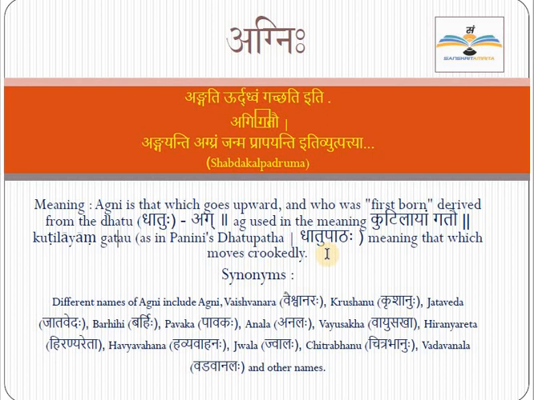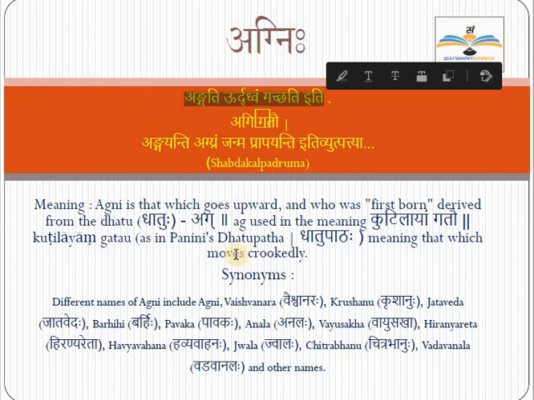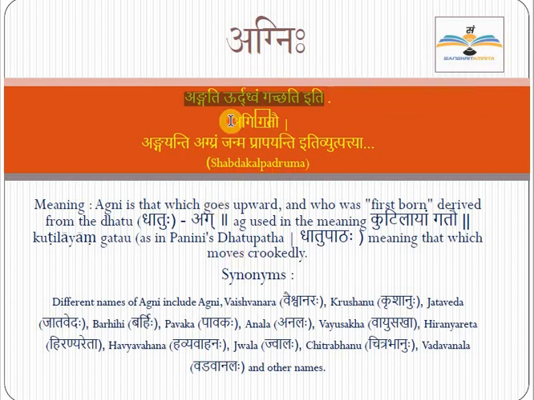Dhatu Patha is actually the book in which all root verbs of the Sanskrit language are given. Any root verb if you want to find, you will find it here in the Dhatu Patha. Meaning that which moves crookedly. Something that moves crookedly is called Agni, or you can translate like this also. You can take Agni as that which goes upwards, right? So, Angati Urdhvam Gacchati iti Agni, and the root verb is Agi Gato. Ag is the root verb, alright?